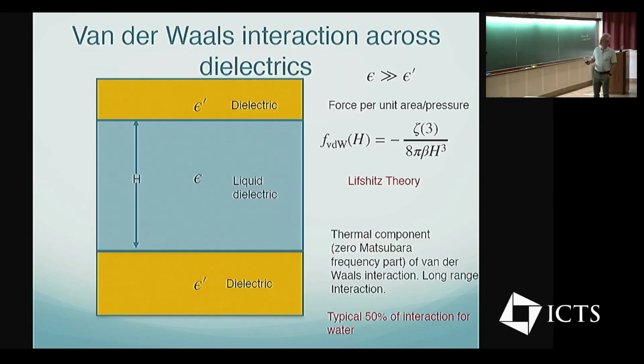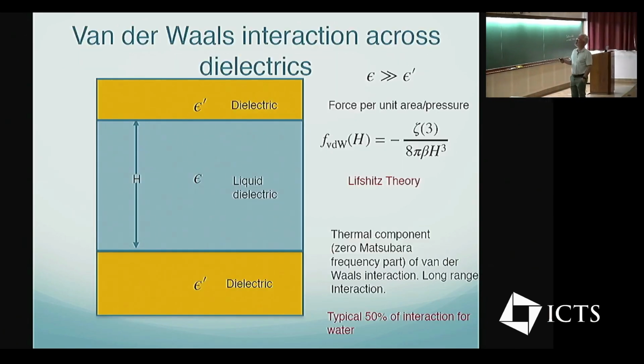Okay, so let's remind you about Van der Waals interactions across dielectrics. Imagine you take two slabs, glass, mica, something like that. You have a dielectric constant of your liquid here, and a difference in dielectric constants. What we're interested in is the Van der Waals interaction, which is just due to dipole fluctuations. If you look at the interaction between dipoles, you have a 1 over r to the 6th interaction. If you naively integrate this in this configuration, you find this 1 over h cubed.